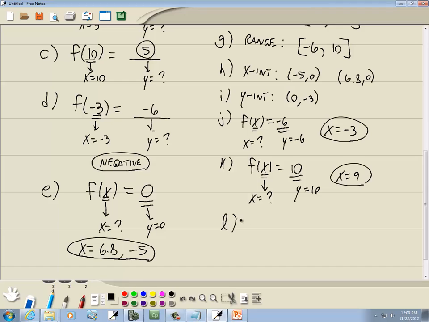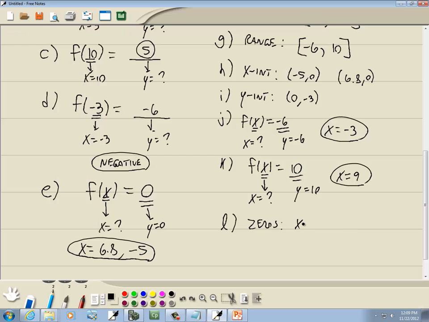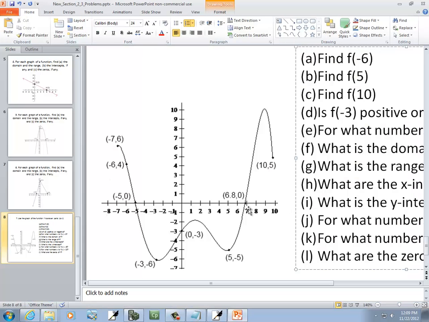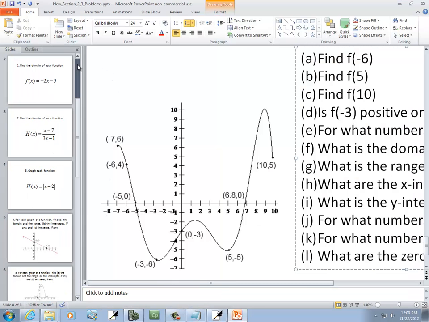And L, I think it was zeros. Zeros where it touches or crosses the x-axis. Well, it crosses over here at negative 5. And it also does it over here at 6.8. Now remember, we write these in the form of x equals a number. So those would be our two answers. And that's the end of that section.